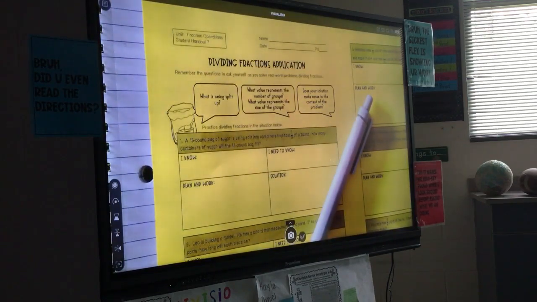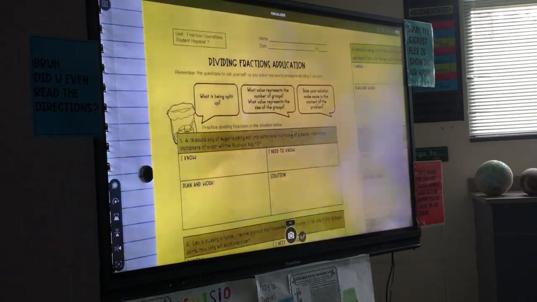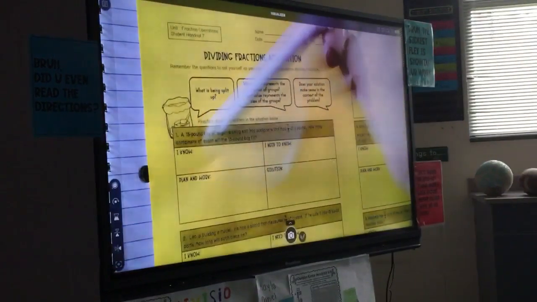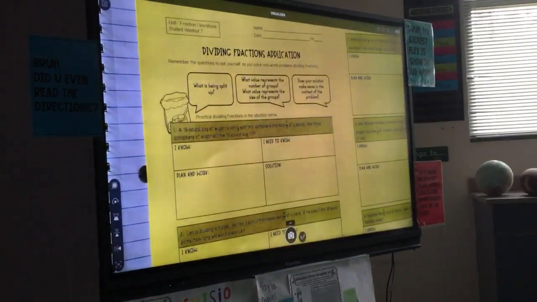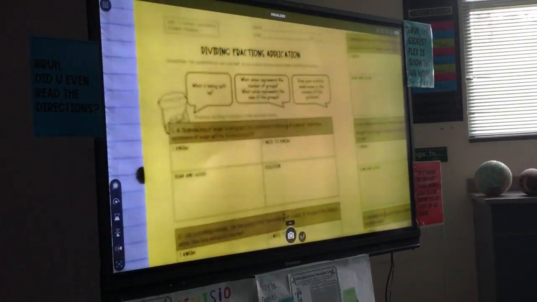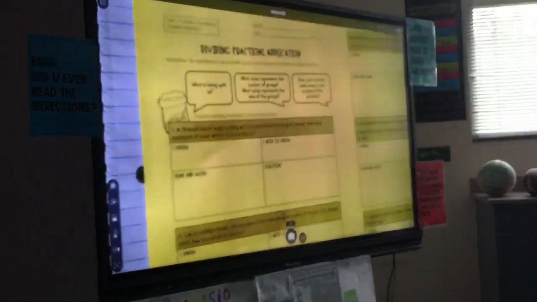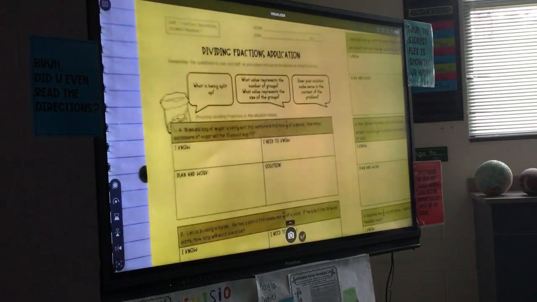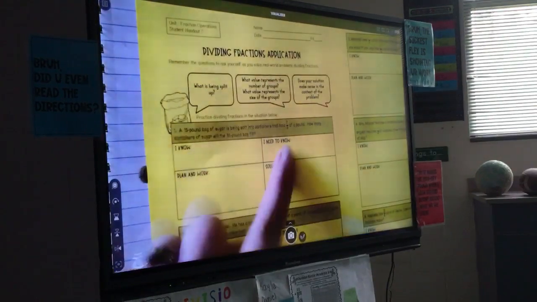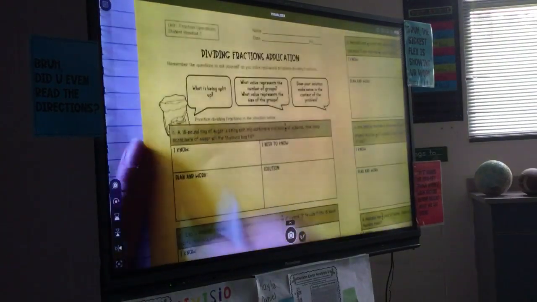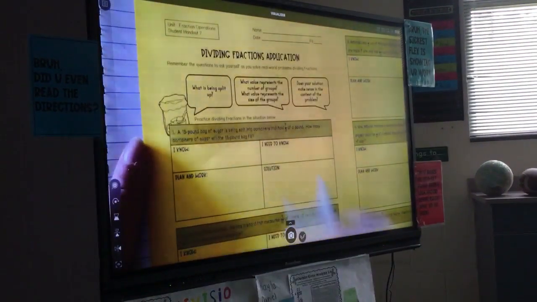You have to fill out each one of these boxes. What this is doing is making you annotate. You don't have to annotate with a marker. You can just use your pencil, because this is a yellow paper, so it might be a little bit harder if you're using a highlighter. But you're annotating, so you're writing down what you know, you're writing down the question, you're doing your work right here, and you're writing your answer right here.